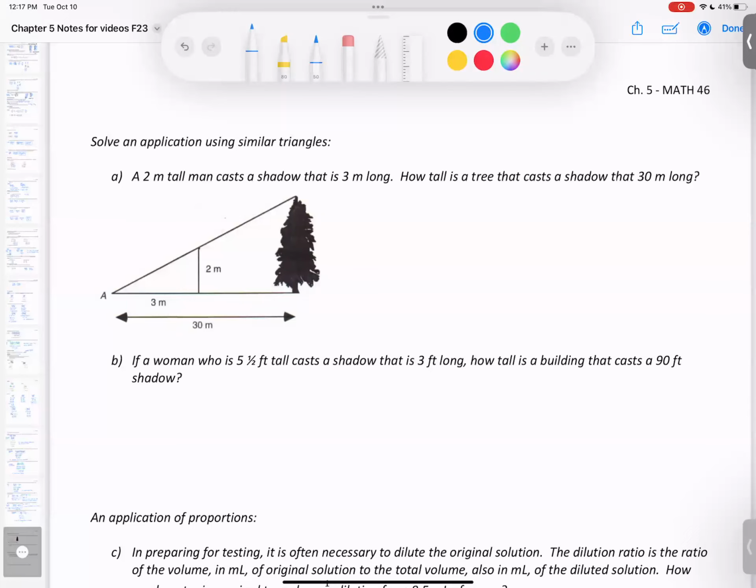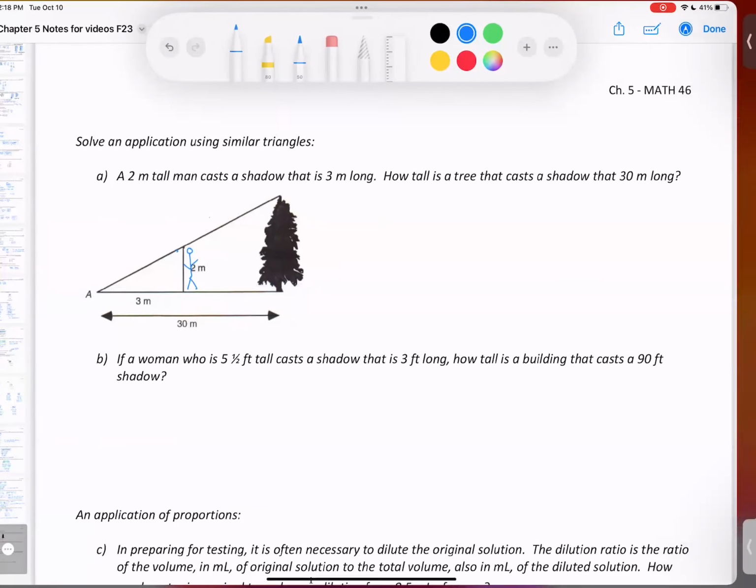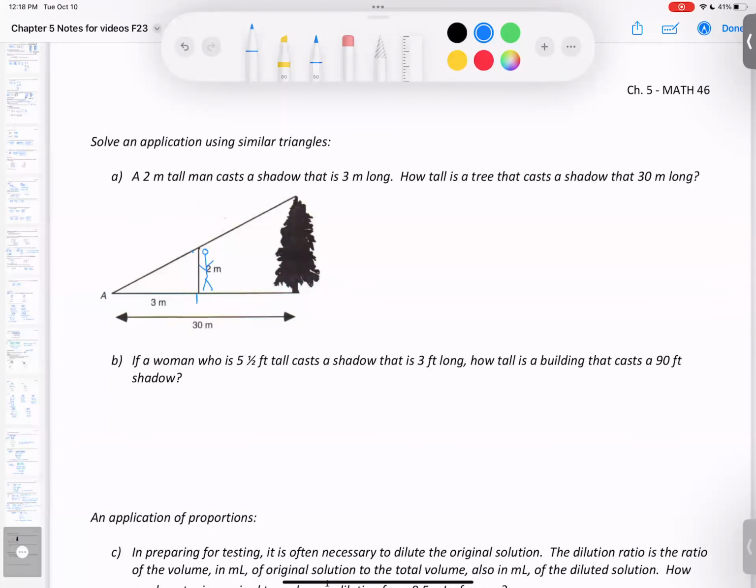So we have a 2-meter tall man. Here's our 2-meter tall man here. And he casts a shadow that's 3 meters long. So this distance from the man is 3 meters. Okay, sun's up here. Right, and so the distance of that shadow is 3 meters. How tall is a tree that casts a shadow that's 30 meters long?